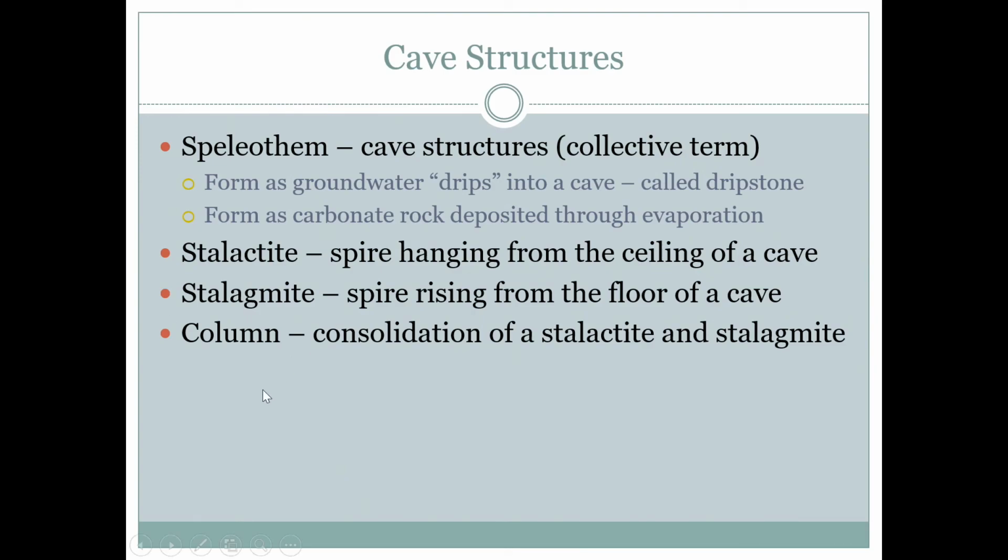Just getting myself settled. All right, so stalactites, the C, you can think about a ceiling. That's a spire that hangs from the ceiling of a cave. A stalagmite, G for ground, is a spire rising from the floor of the cave, and a column is when the stalactite and the stalagmite connect with one another over time and form a column from the top to the bottom of the cave.